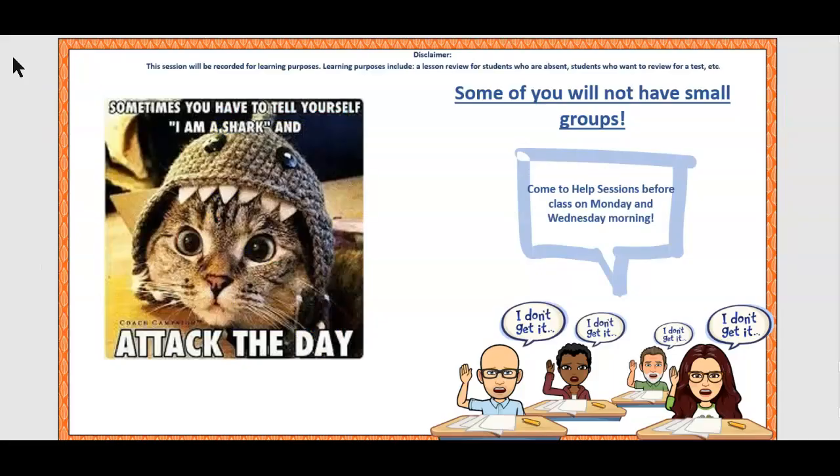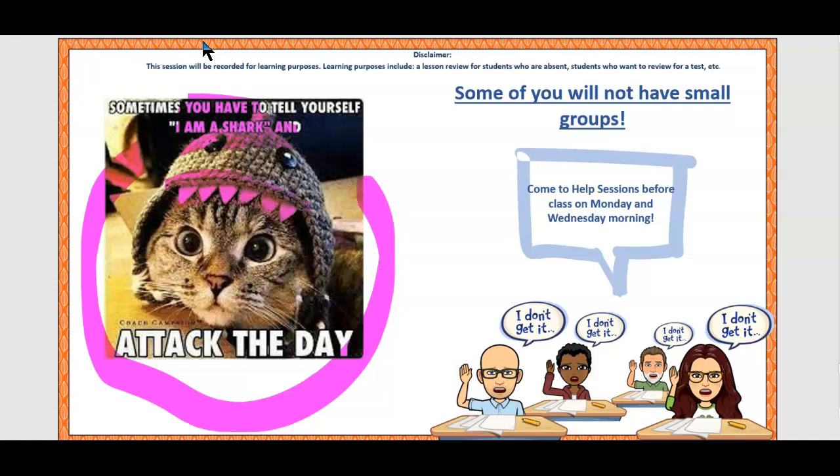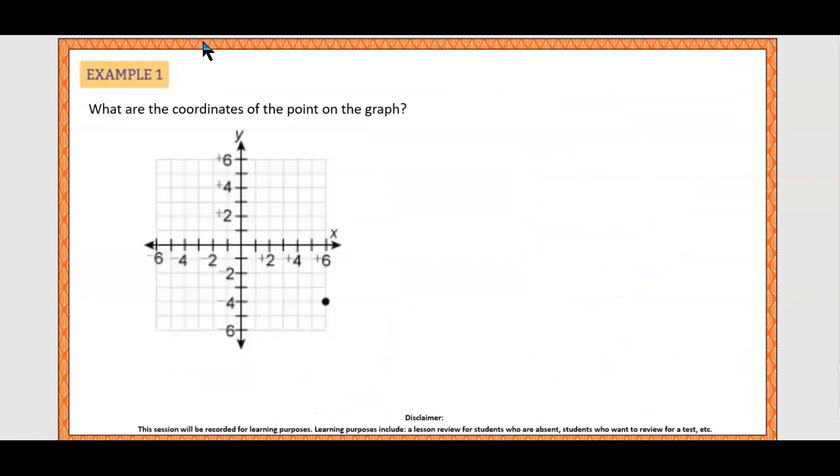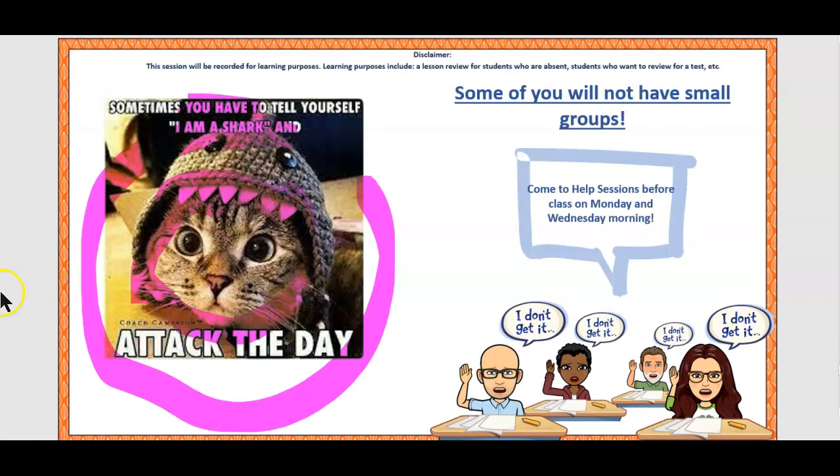Yes. Attack the day. Sometimes I have to tell myself I'm a shark and attack the day. Oh, wow, that's cute. I didn't see how cute this really was here. There's a shark. You see that? Baby cat, shark, shark, shark, shark. Okay, that's it. We're done. Bye. How do I stop this thing? Was I even recording?